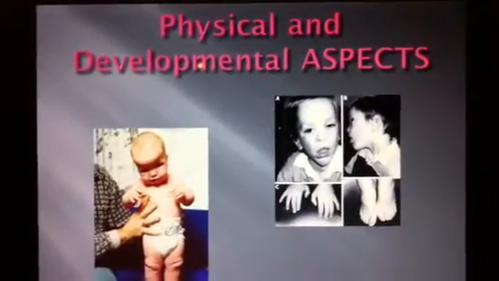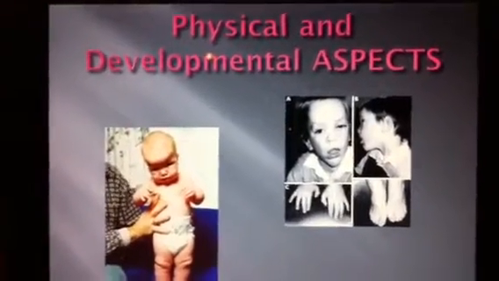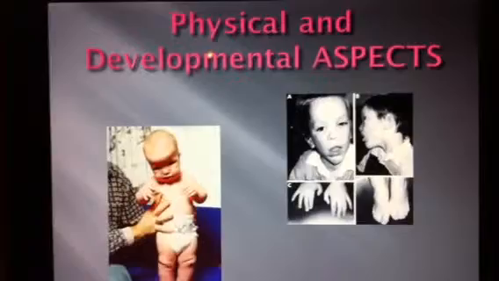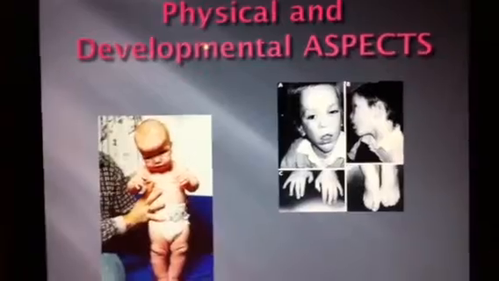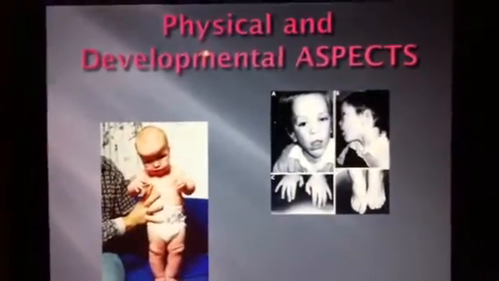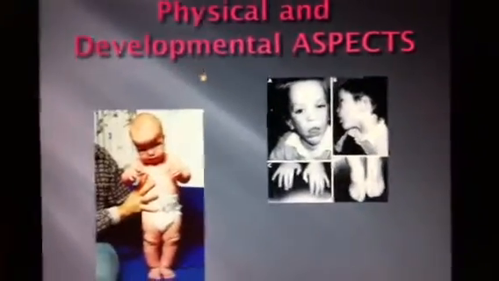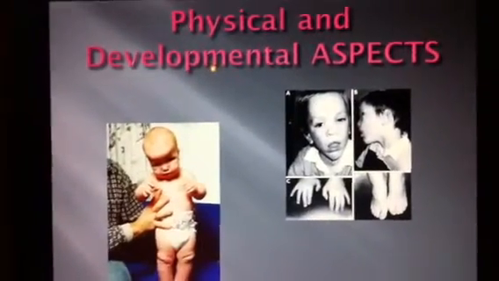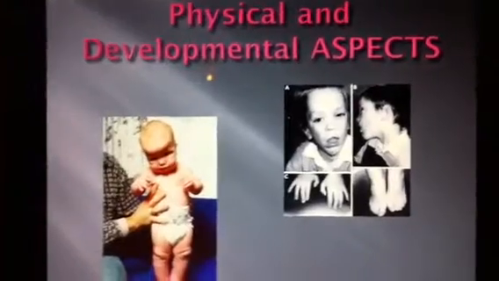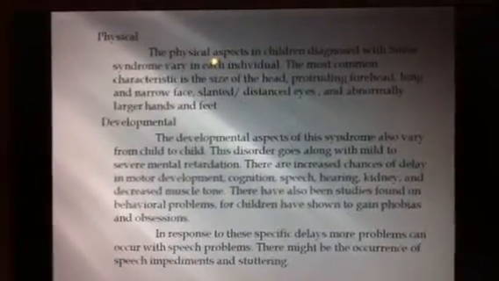The physical and developmental aspects. On this slide, I really wanted to show a picture of this infant. If you look at it, you can see the size of the head is abnormally larger than an infant without Sotos syndrome, and the body overall is completely larger and fuller, especially taller for an infant. And then the other picture you can really see is his hands and his feet. They look almost adult-like, and they really tried to emphasize the length of this child's face to show you how different it is. The physical aspects in children diagnosed with Sotos syndrome vary in each individual.